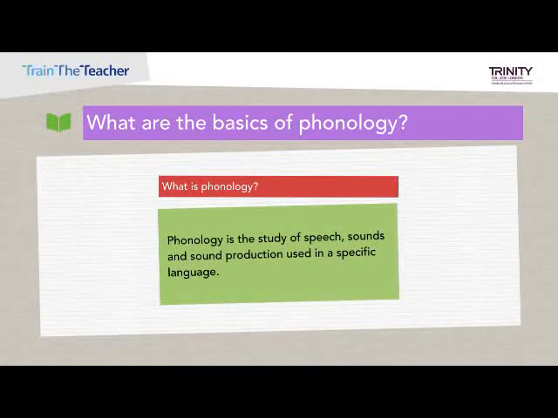What is phonology? Phonology is the study of speech, sounds, and sound production used in a specific language.